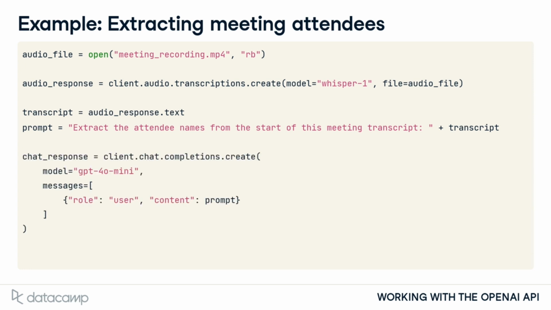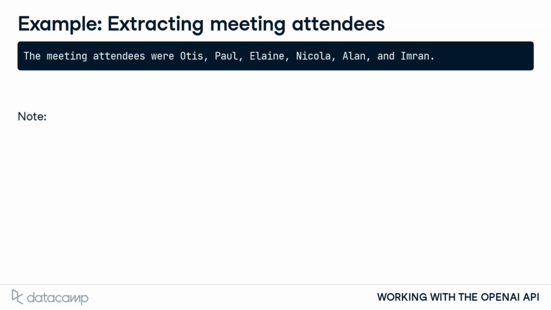We create a request to the chat completion endpoint using the create method. Inside, we specify the model to use and the messages to send, which is just the prompt in this case. Finally, we extract the response from the chat model. And there we have it.